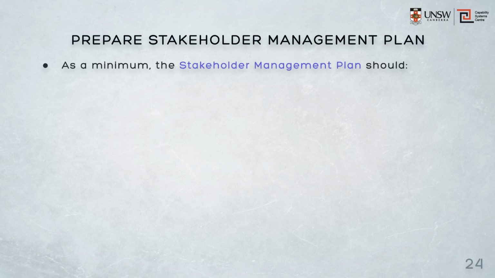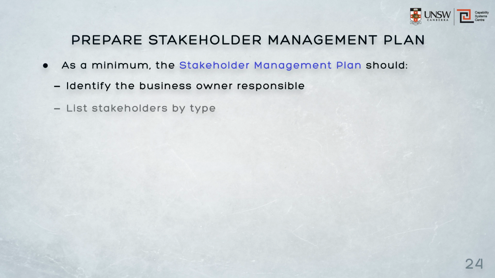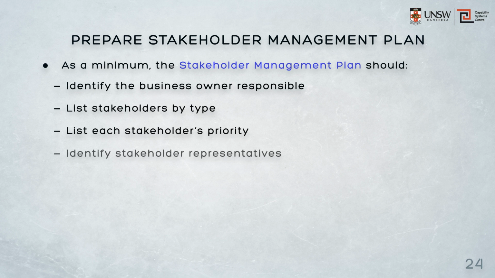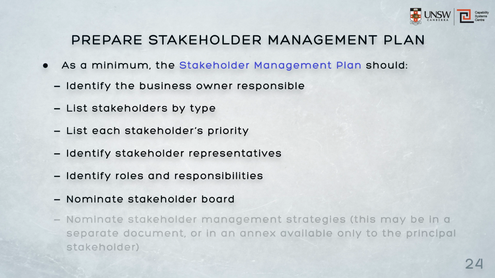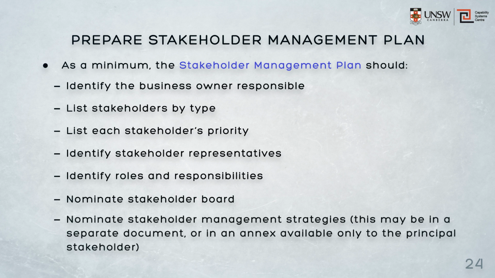Now, the stakeholder management plan therefore is prepared and ideally should identify the business owner, list the stakeholders by type, list each stakeholder's priority, identify the representatives, identify their roles and responsibilities, nominate a stakeholder board, and then nominate stakeholder management strategies, although this may be in a separate document or perhaps an annex available only to the principal stakeholder.